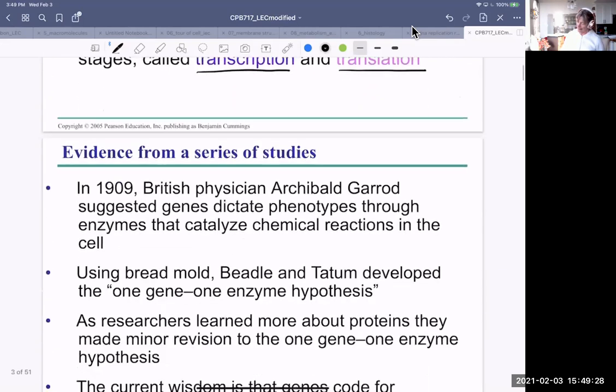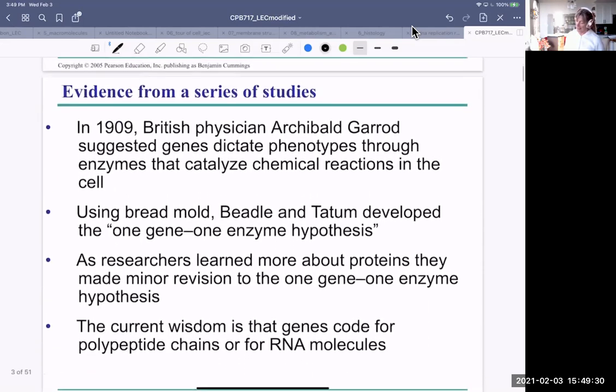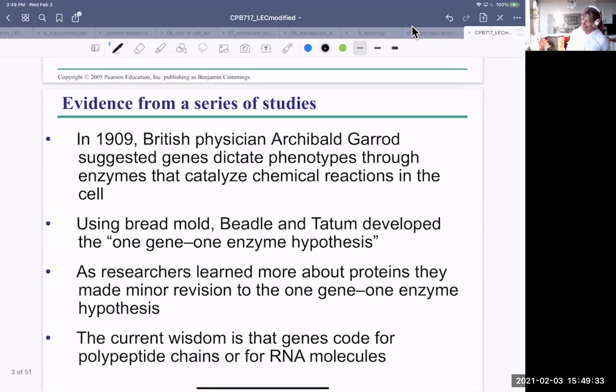Well, how did it all get discovered in the first place? In 1909, Archibald Garrod suggested genes dictate phenotypes through enzymes that catalyze chemical reactions in the cell. So he was a mover and shaker in the gene world. It could have been other things. Some contestants for that job were proteins. They could have been the ones that held the inheritable information. But with experimentation, it was found that it wasn't proteins, it was actually genes and DNA.